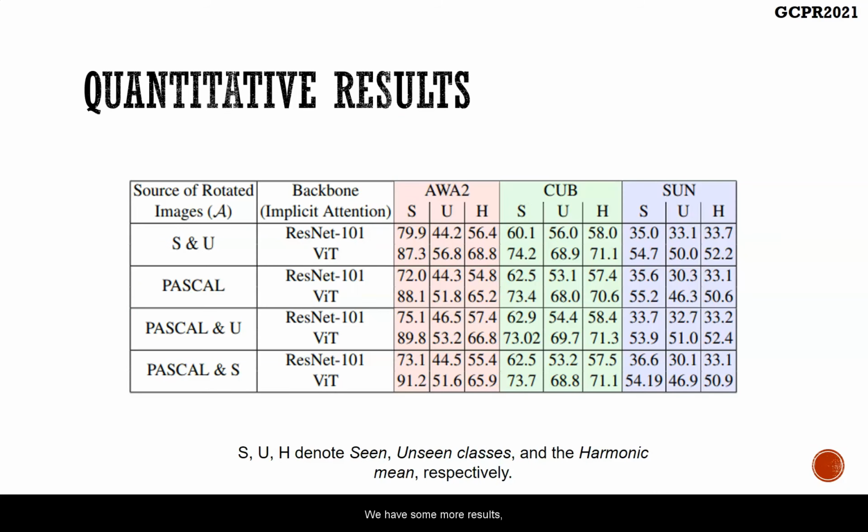We have some more results where we have included different images as the rotated images to examine the effectiveness of our method on different sets of images. We observe that the inclusion of unlabeled images from unseen classes significantly improves the performance on all the datasets. We also observe that including images from datasets such as Pascal improves the performance and increases generalization.